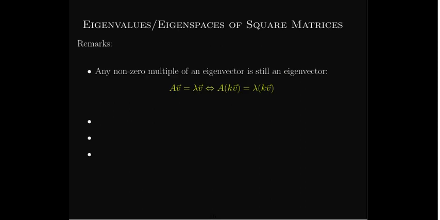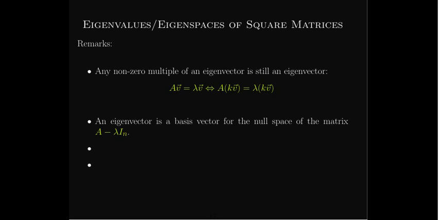So there are some interesting properties of this. Certainly, the eigenvectors are not unique because you can take any eigenvector, multiply it by a scalar, and you'll get a new eigenvector, because you're just multiplying both sides of this equation by that constant k.